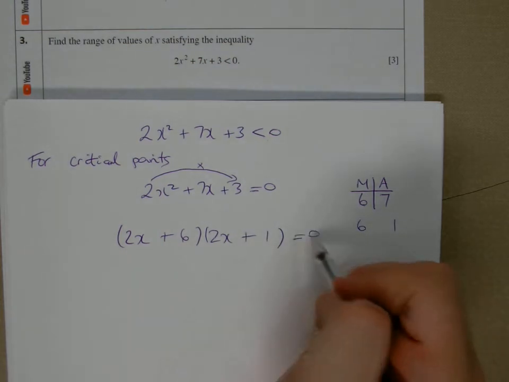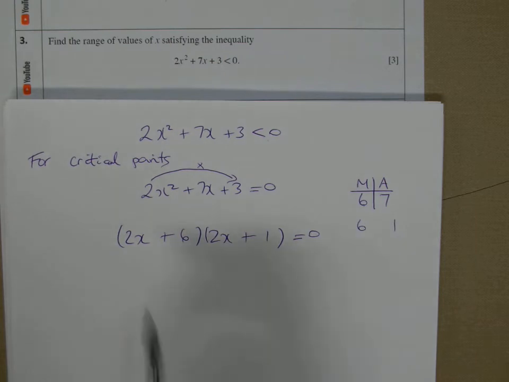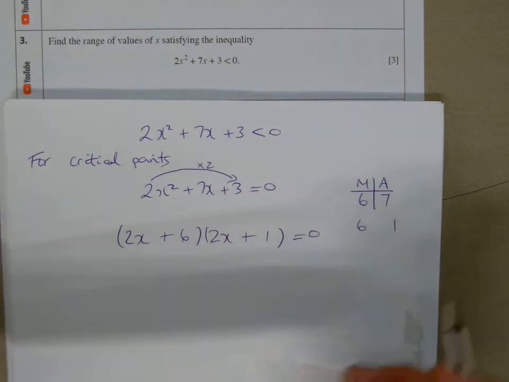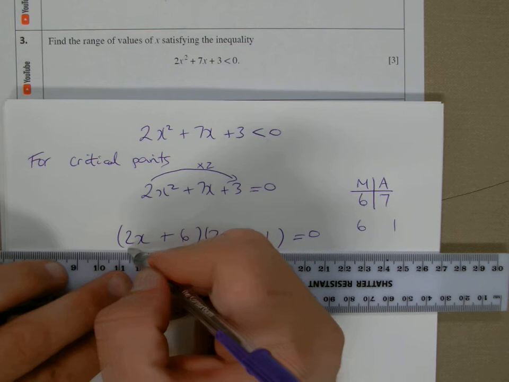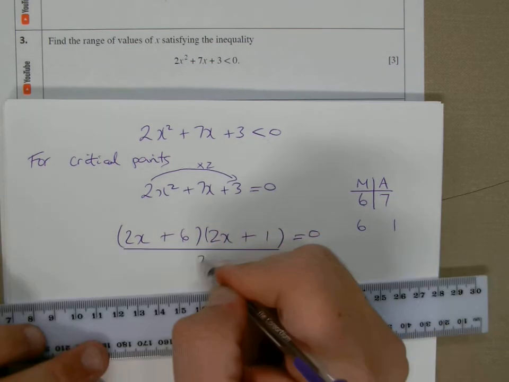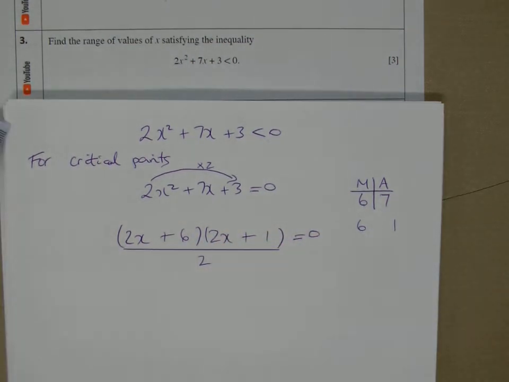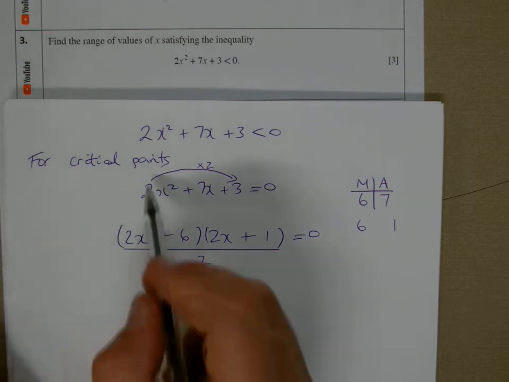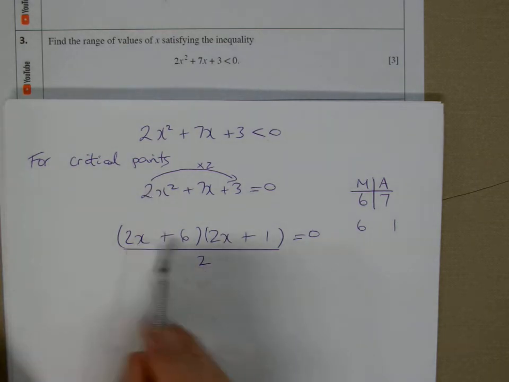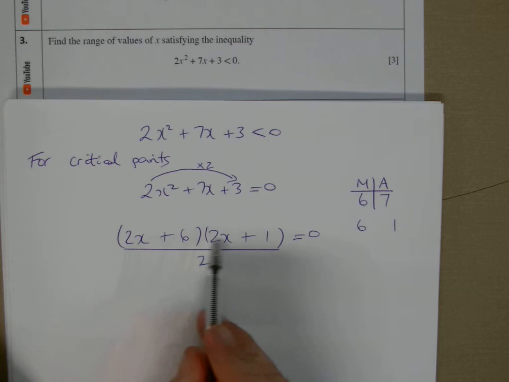And the other thing to remember is that because we times by 2 here, we've got to sort of pay back, think of it that way, and divide by 2. So we're doing the reverse process in order for this method to work. Because I times by 2 there, let's divide by 2. Now we look at each bracket to see if there are any common factors.